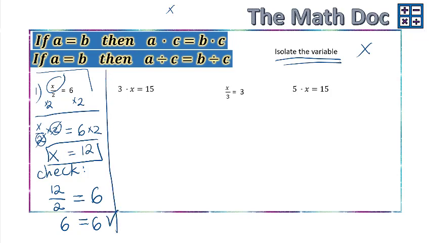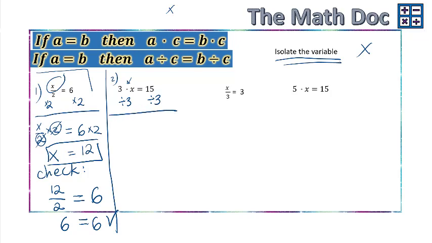Okay, let's move on to our second example here. Here we have 3 times x, and I used the dot as the multiplication sign. 3 times x equals 15. Again, we would like to isolate the x. This time it is being multiplied by a whole number. Let's try and divide both sides of this equation by that number, by 3. So divide by 3.